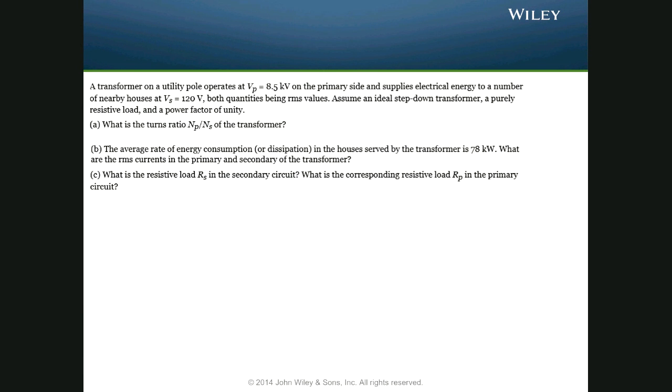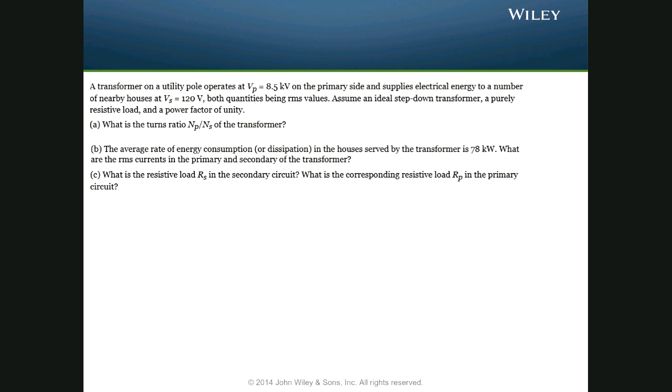First, we want to read the question. A transformer on a utility pole operates at VP equals 8.5 kilovolts on the primary side and supplies electrical energy to a number of houses nearby at 120 volts. Both quantities are RMS values, so these are RMS voltages. Assume an ideal step-down transformer, a purely resistive load, and a power factor of unity.